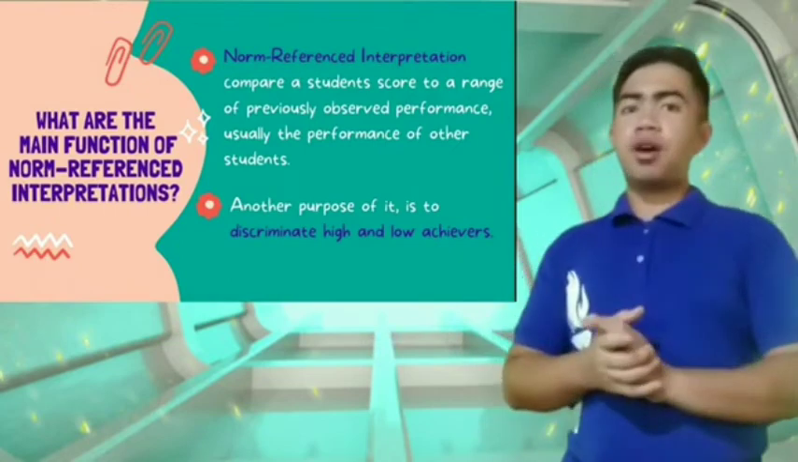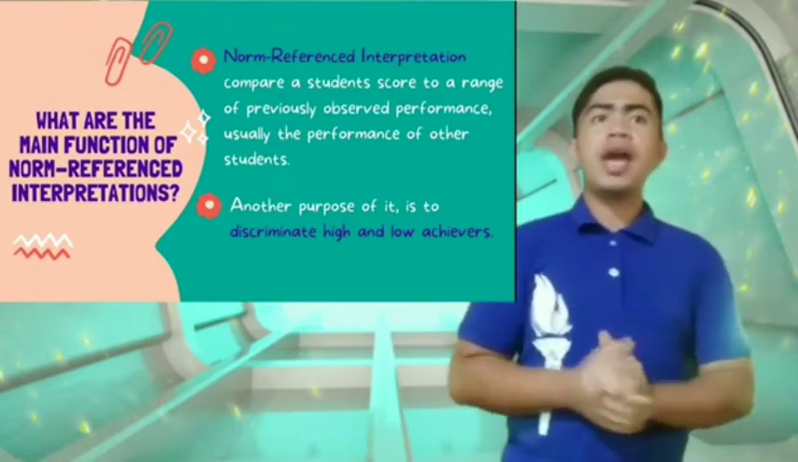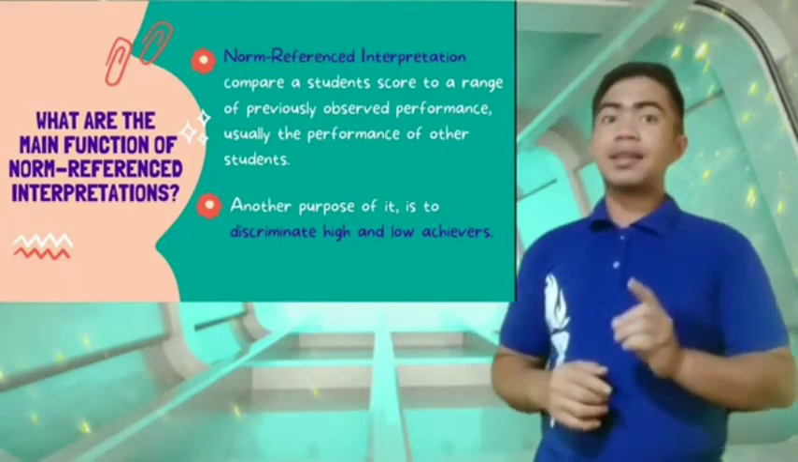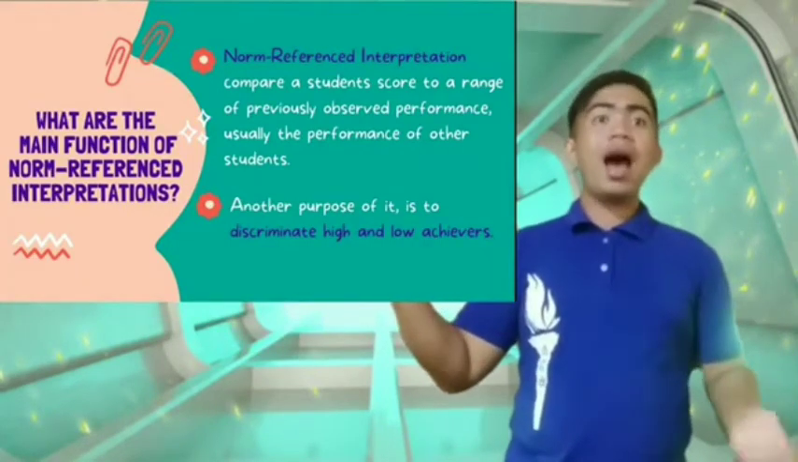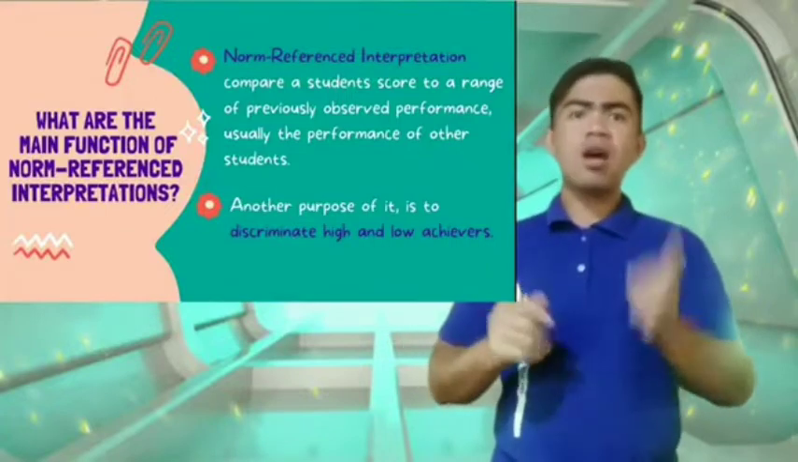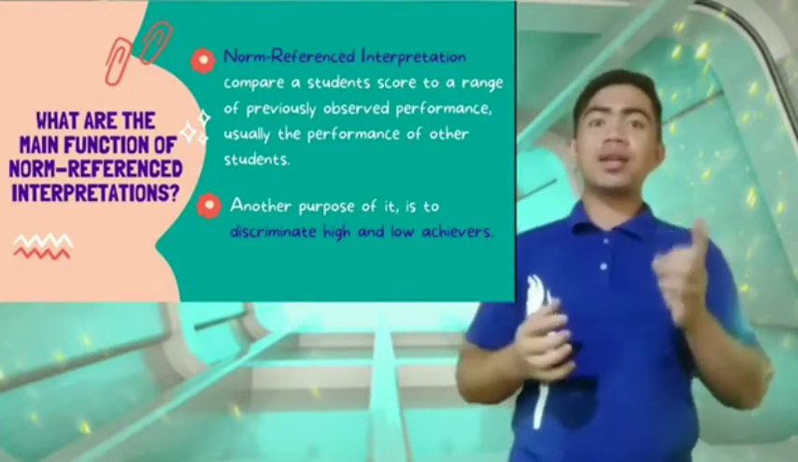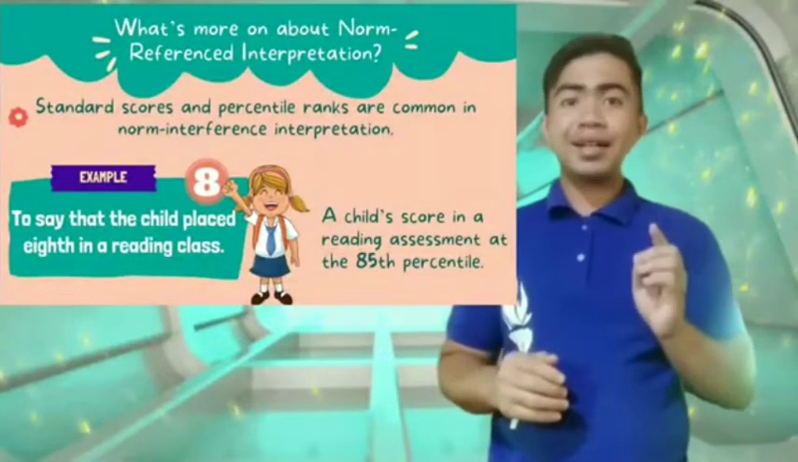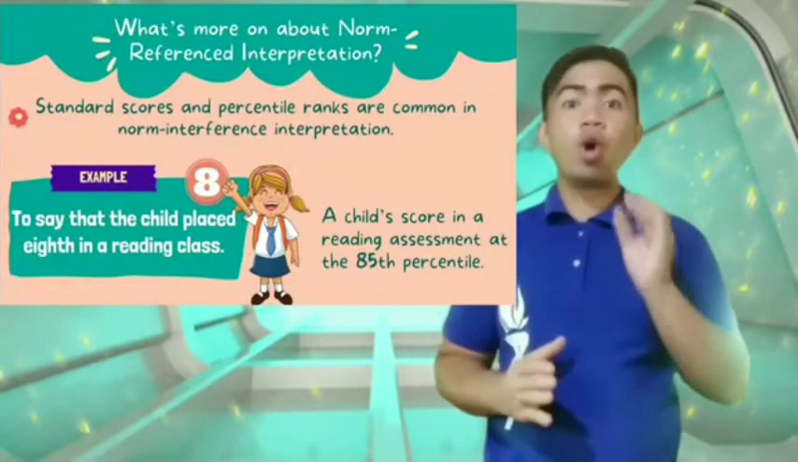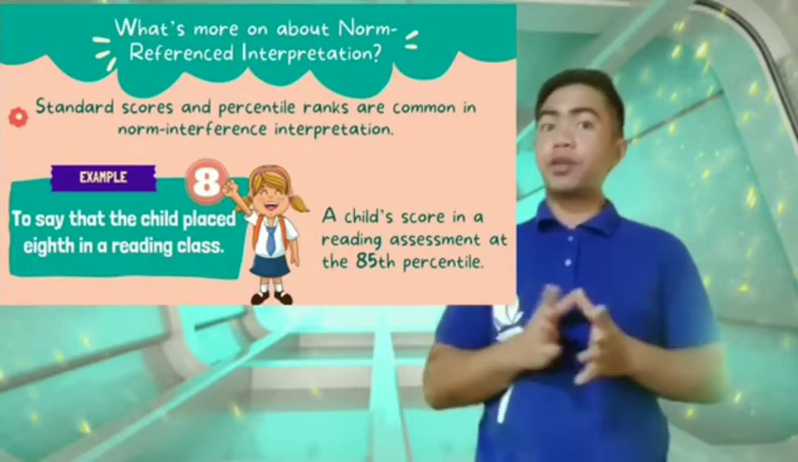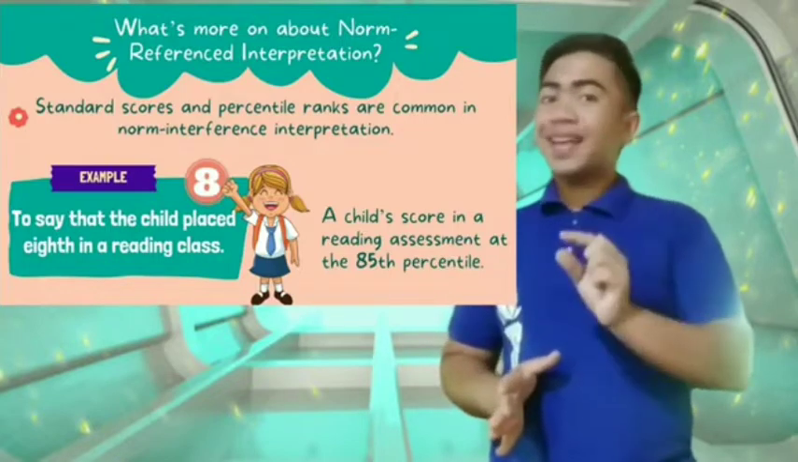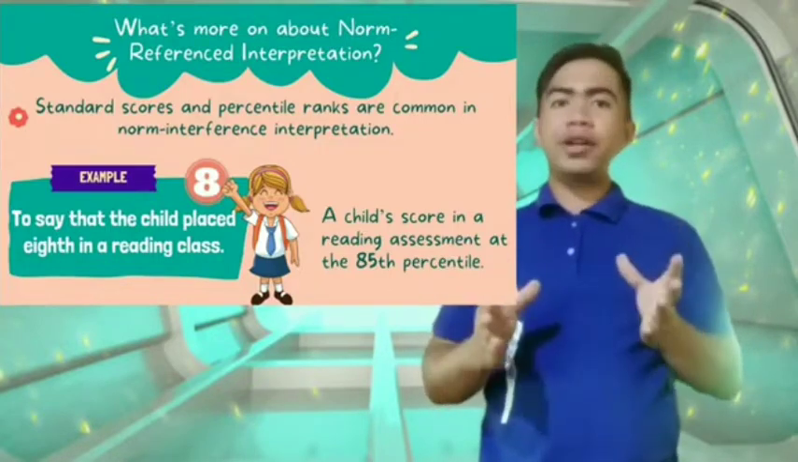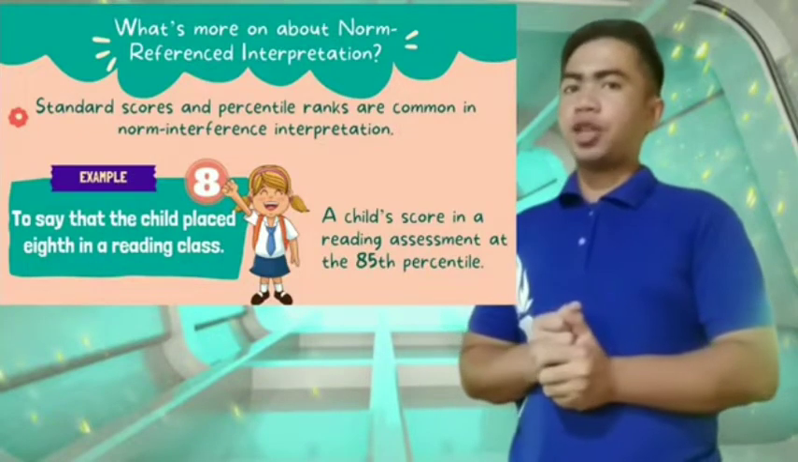And another purpose of norm reference interpretation is to discriminate the high and the low achievers. Because, of course, we are ranking these students who got higher scores and lower scores. What's more about norm reference interpretation? We will always remember that the percentile rank and the standard scores are common in norm reference interpretation. Remember, the percentile rank and the standard scores are common in norm reference interpretation.